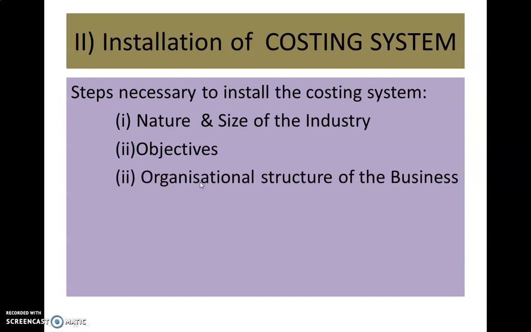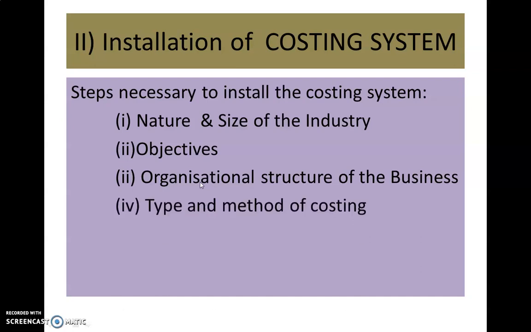The third one is called organizational structure of the business. Organizational structure of the business is another factor which determines the scope of authority and responsibility of each individual in the organization. While installing the system, minor changes, if any, to be made in the structure for the advantage of management may be carried out.